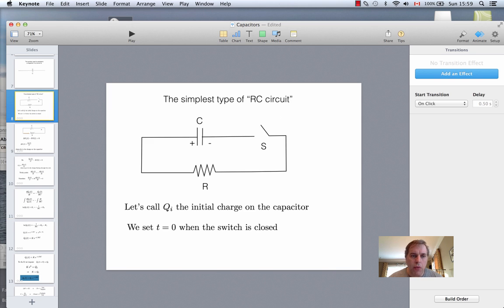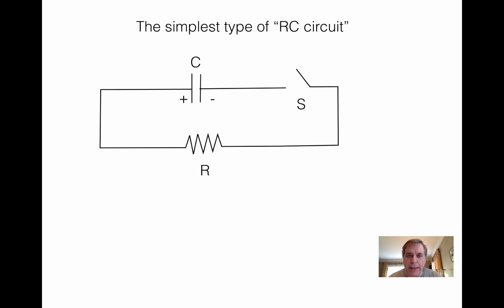Hi, so now we've introduced the concept of capacitor. Now we're going to apply that to circuits. So we're going to start with the simplest RC circuit. By RC circuit, what we mean is it's a circuit that contains resistors and capacitors and possibly batteries. But for now, do the simplest one we can think of, which is a circuit that contains only a capacitor and a resistor, and then I have a switch here.